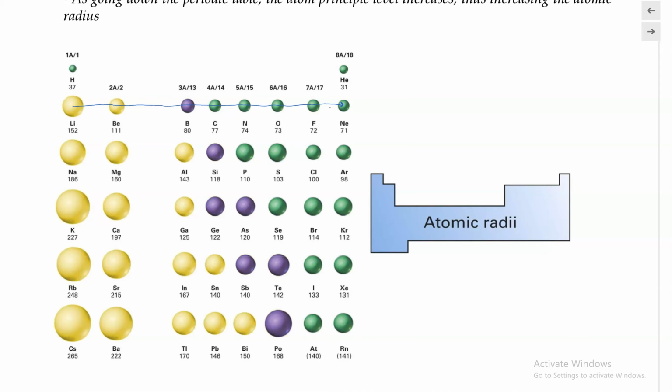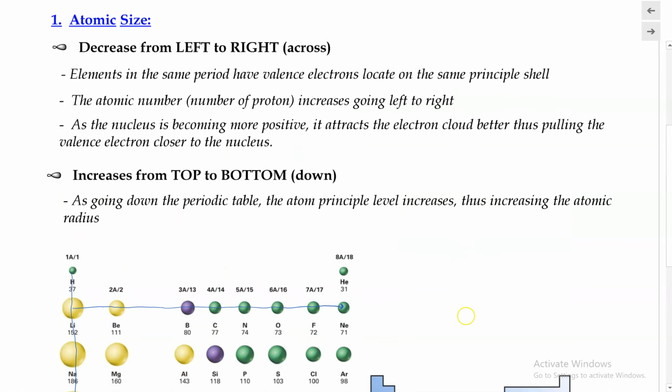And the other pattern that we're seeing is as we go from top to bottom, the elements are getting bigger and bigger. And this makes sense because as we go from top to bottom, the elements are getting bigger, and therefore the size is also increasing. But how do the elements get smaller as we go from left to right across the period? So now let's go over it.